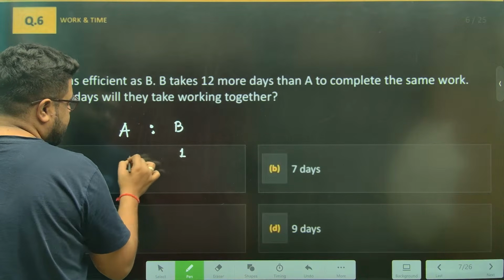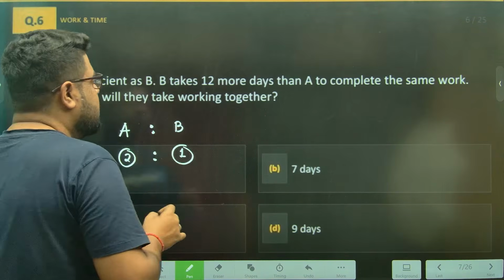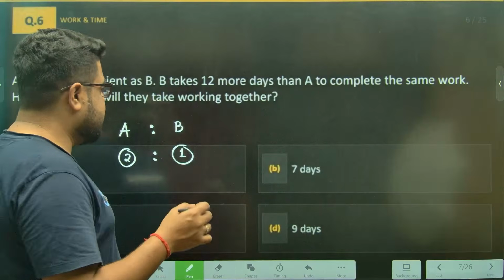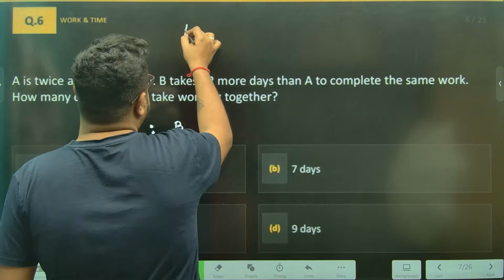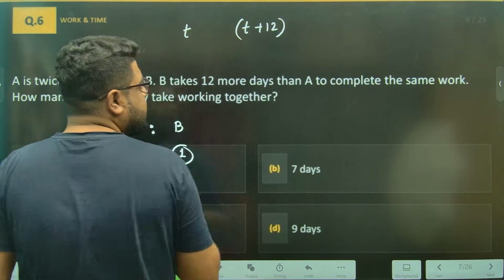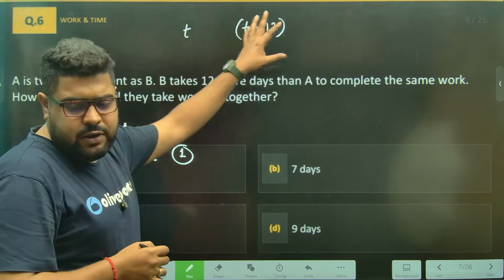B can do 1 unit, A can do 2 units. Right, sir? Twice. B takes 12 days more than A to complete the work. Sir, if A takes T days, B takes T plus 12 days. Think, sir. Right? Now, this is one way to do it.